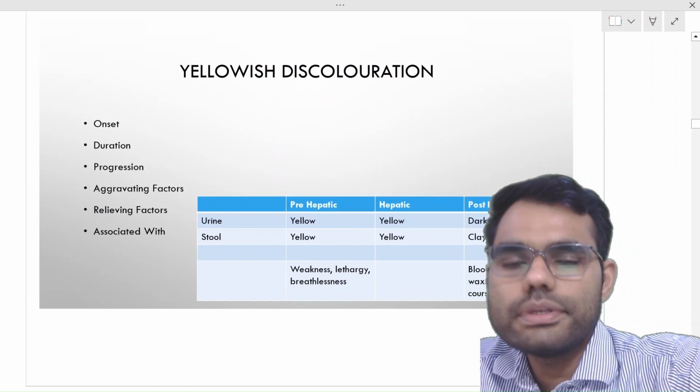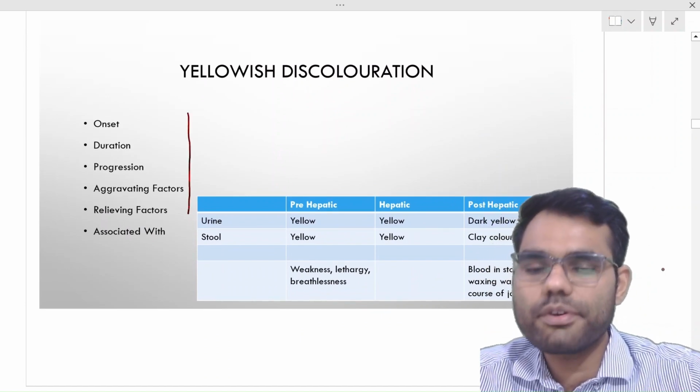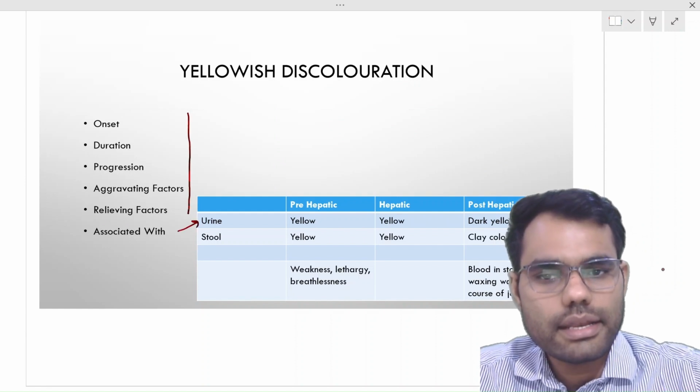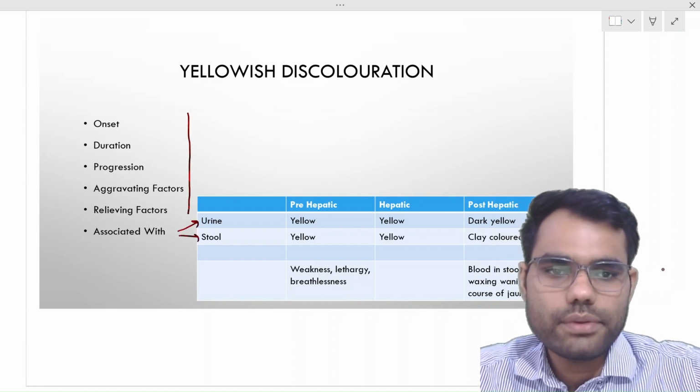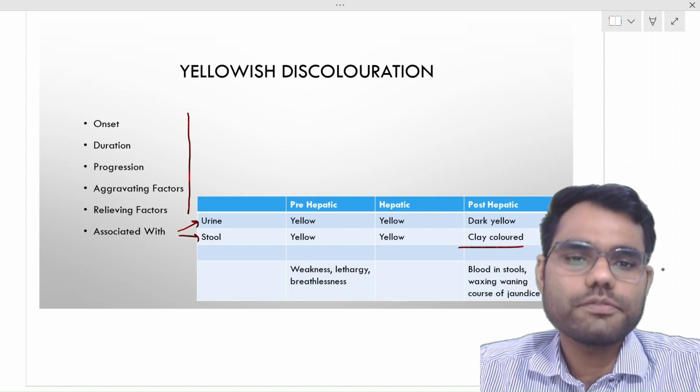Then similarly, yellowish discoloration of skin, eyes or urine, you should also describe under those 5 headings. Apart from that, we should also see the color of urine and stool, right? Because we know that clay colored stools are usually present in post hepatic causes of jaundice, right?